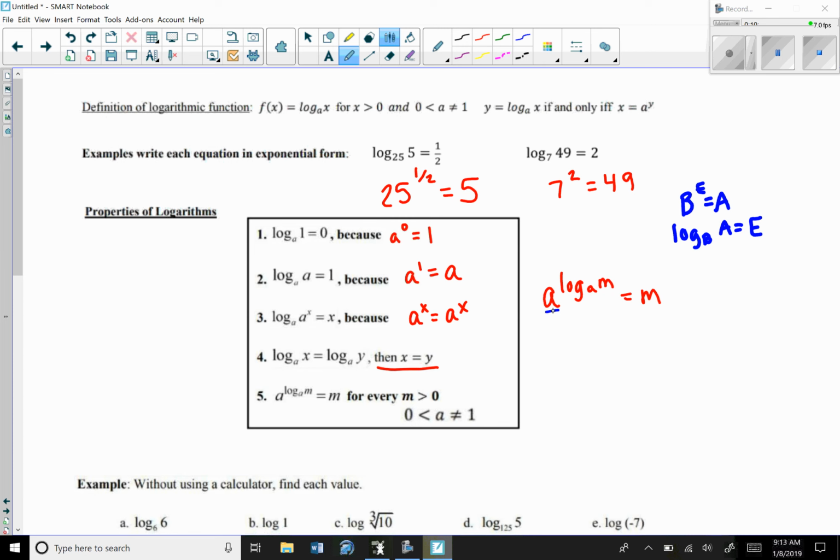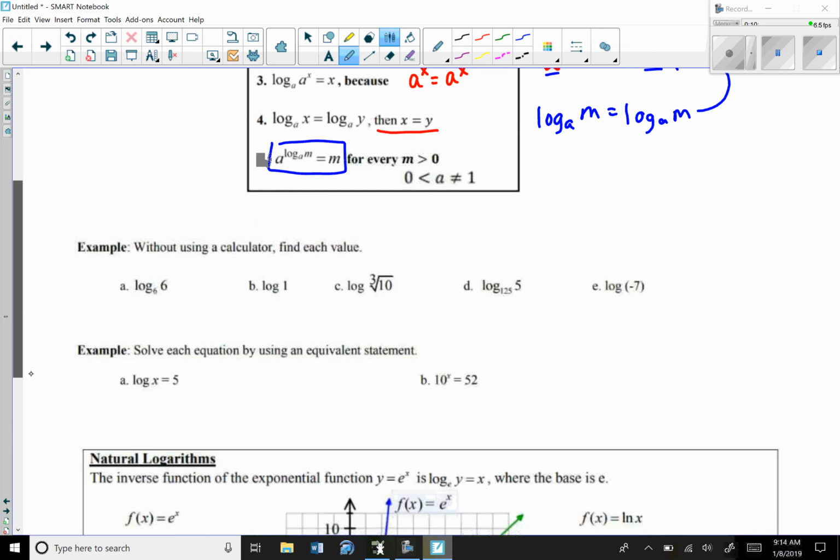So this is, of course, our base. So log of the base of the answer equals the exponent. So the log base a of the answer, which is m, is equal to the exponent, which in this case is this whole thing, log base a of m. And that's why this property is true, because again, if you were to put this back into exponential form, you would get this. So you could always check your work by putting it into one of the other forms.